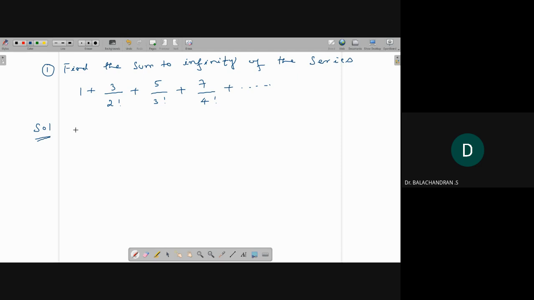And also Purnachandra told that in the binomial series, the numerator and the denominator form an AP. So let us take S is equal to the given series. It is 1 by 1 factorial plus 3 by 2 factorial plus 5 by 3 factorial plus 7 by 4 factorial, plus and so on. Okay, what is the nth term here?